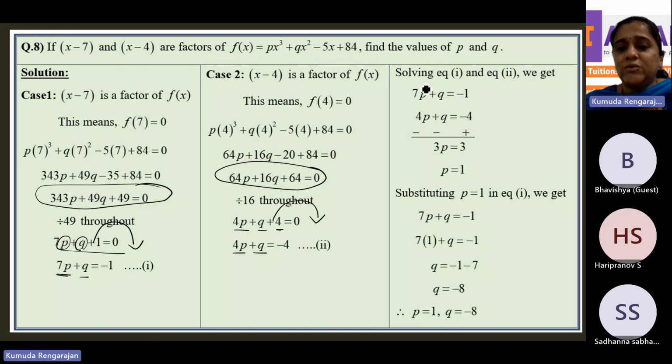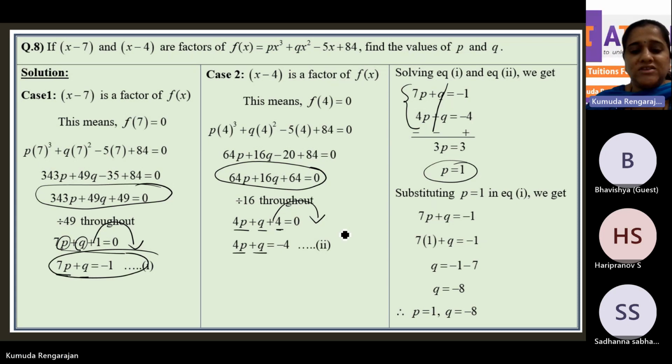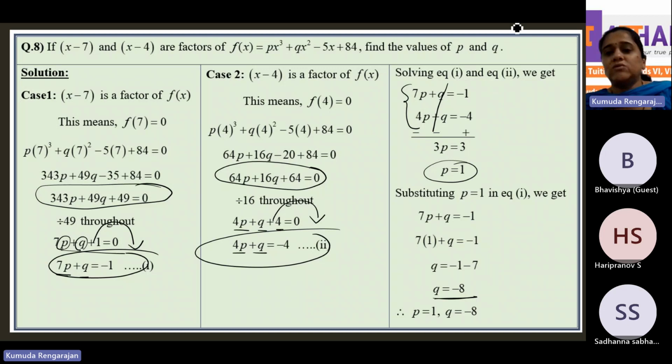And then we write the equations one below the other. We can add or subtract. Here we subtract so that plus Q and minus Q get cancelled. You're getting rid of the variable Q so that you can find the value of P. Once you find the value of P, you should substitute in this equation or this equation and get the value of Q. The question was to find the values of P and Q, and here we found the values of P and Q.